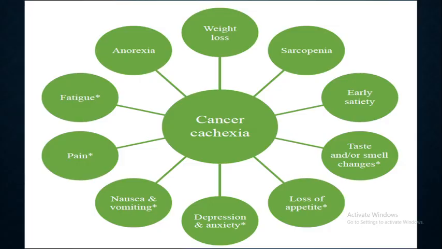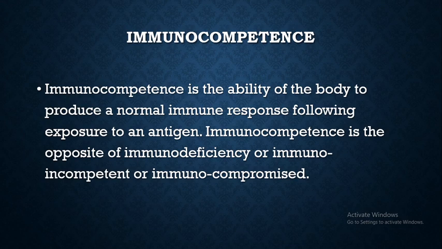Now anorexia or loss of appetite, weight loss, sarcopenia, early satiety, taste alterations, then depression and anxiety, nausea and vomiting, pain, fatigue, all these things could be side effects of cancer, and they eventually lead to cachexia, or the loss of skeletal muscle mass, or in basic words, wasting or wastage, right?